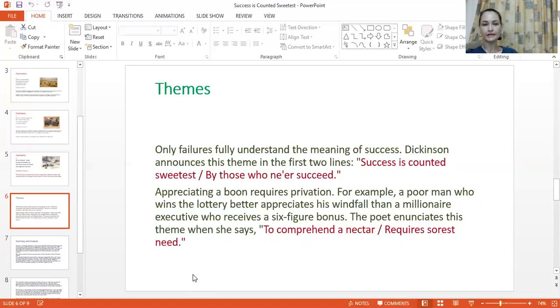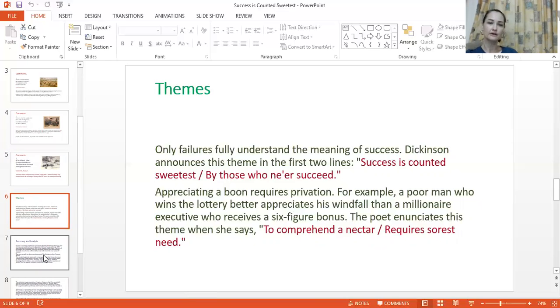The poet enunciates this theme when she says, "To comprehend a nectar requires sorest need." Okay? So think about it. Try to compare your understanding of success to hers. Do you believe her? Do you agree with her? What is your understanding of success?